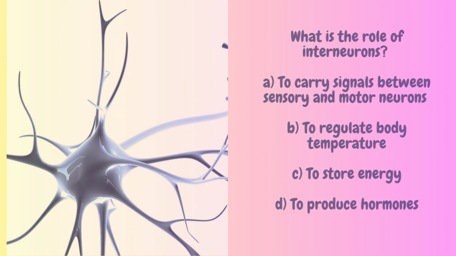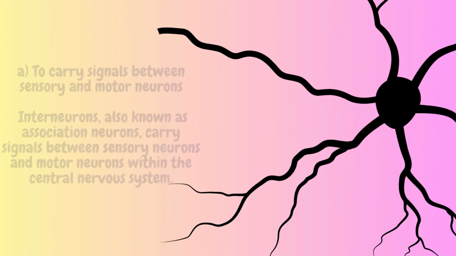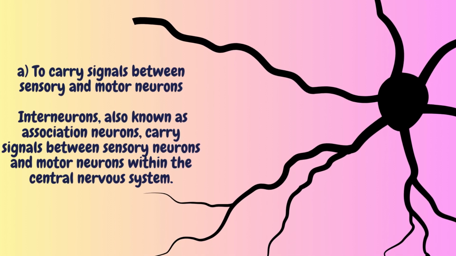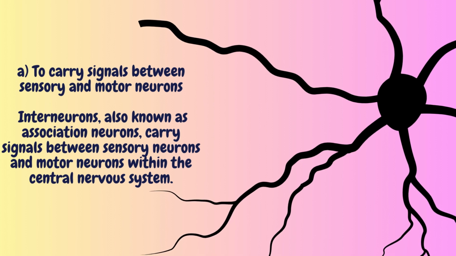What is the role of interneurons? A. To carry signals between sensory and motor neurons. B. To regulate body temperature. C. To store energy. D. To produce hormones. A. To carry signals between sensory and motor neurons. Interneurons, also known as association neurons, carry signals between sensory neurons and motor neurons within the central nervous system.